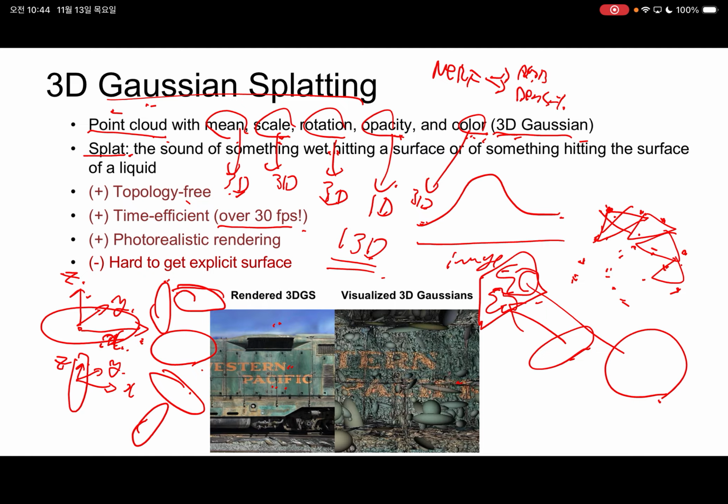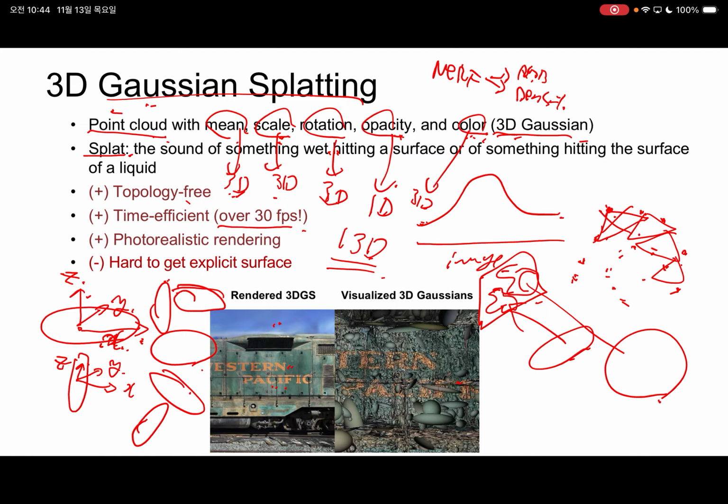Mean means, assuming we have a point cloud, each point has its location, right? That is the mean of the Gaussian. And scale means the size of the Gaussian. A point cloud does not have scale; each point is just a point. It does not have size, but in 3D Gaussian, each point has its size along three axes. That is the scale, the size of the 3D Gaussian.